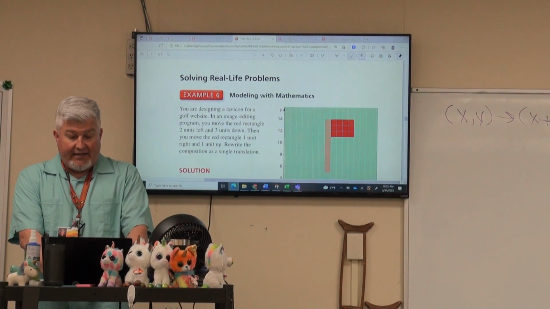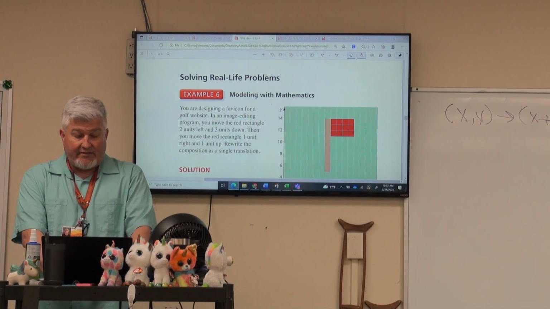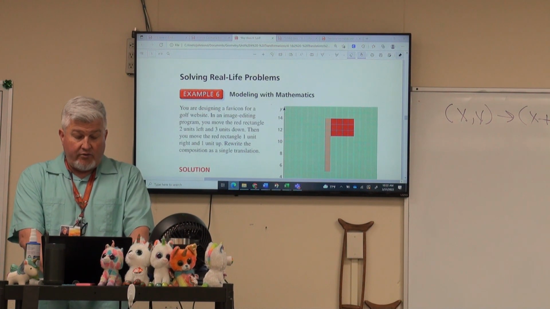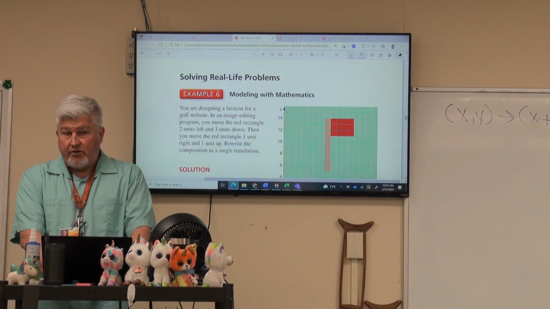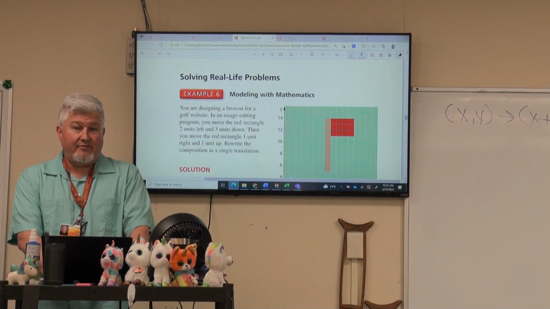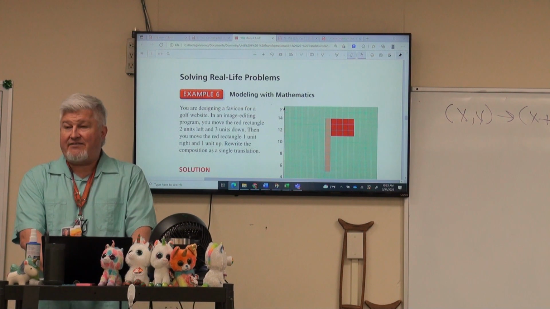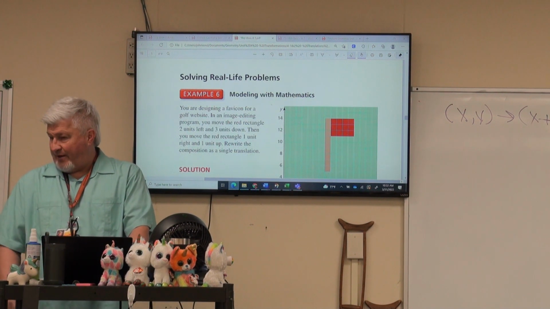For a golf website in an image editing program, you move the red rectangle 2 units to the left and 3 units down. Then you move the red rectangle 1 unit right and 1 unit up. How many translations are we doing? 2. So rewrite the composition as a single translation. I'm going to ask you to do that, please.